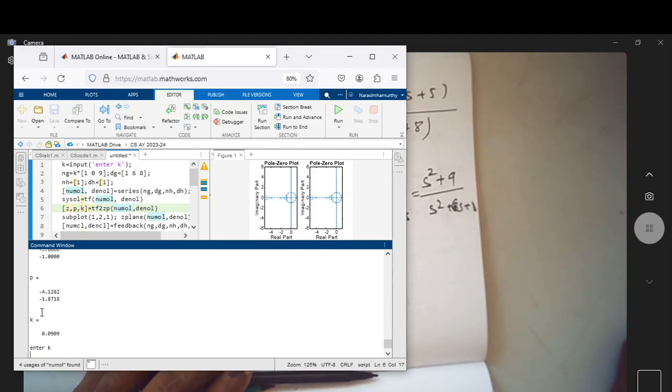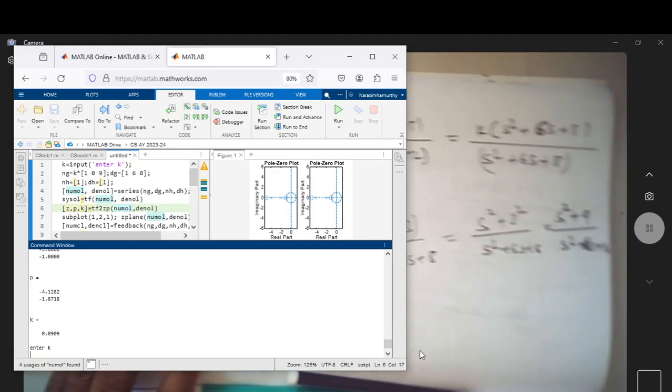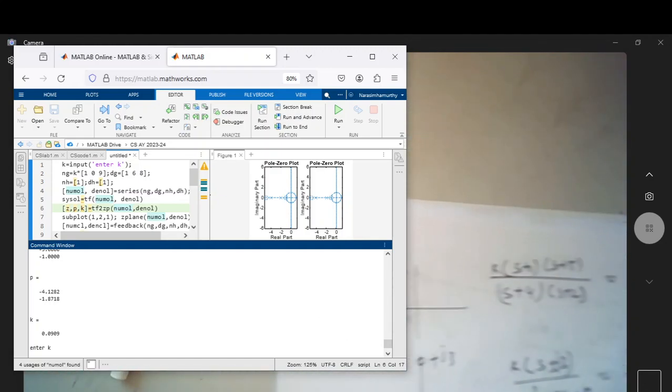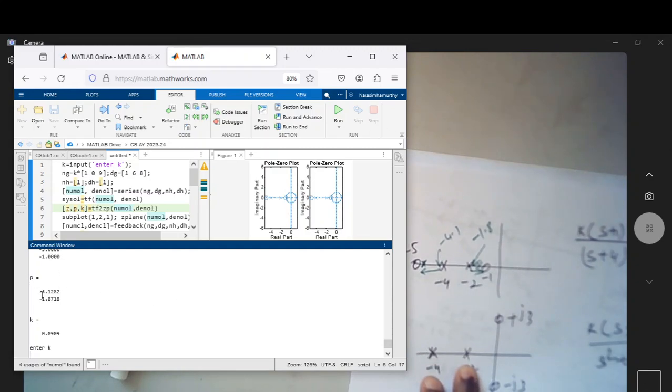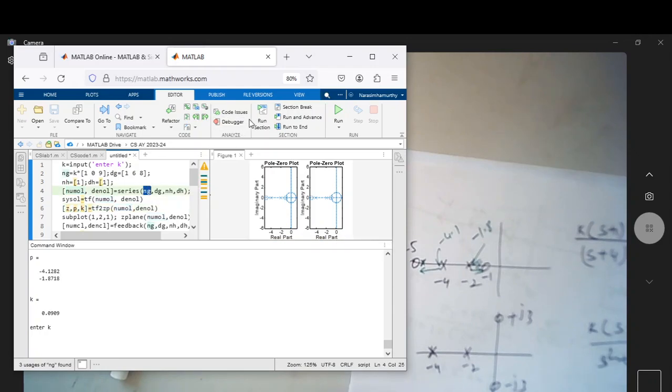If I give the value of k as 0.1, can you see it's almost at -4, and so the poles are still almost at -2 and -4. If you can see, this has slightly moved to -4.1 here. So now this is -1.8. Now let me increase the value of k to a larger value.